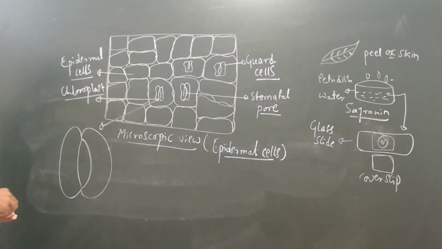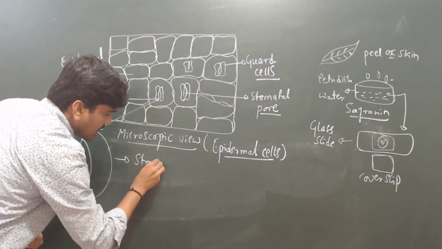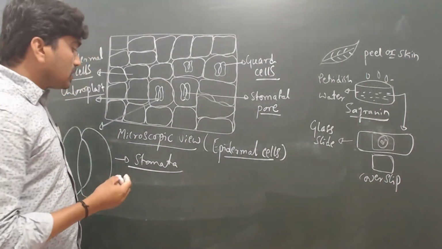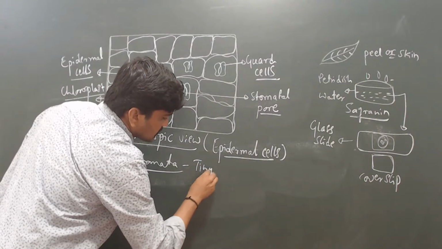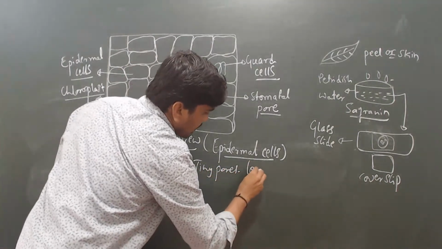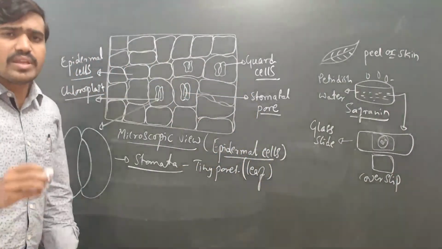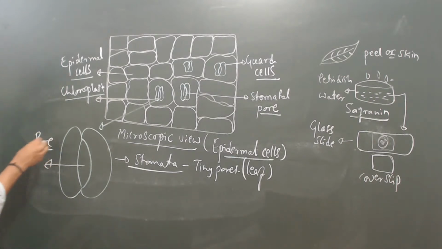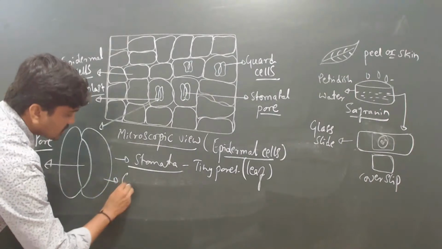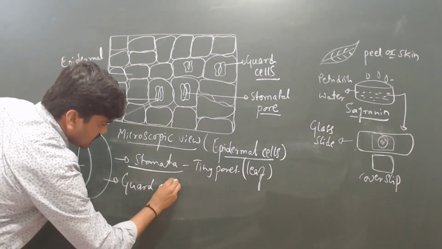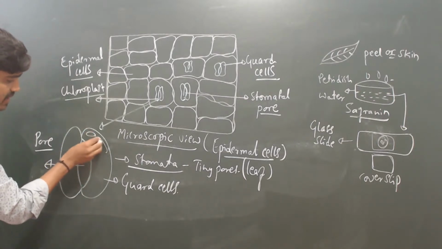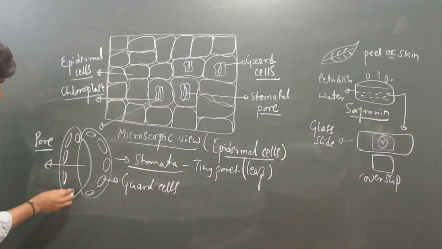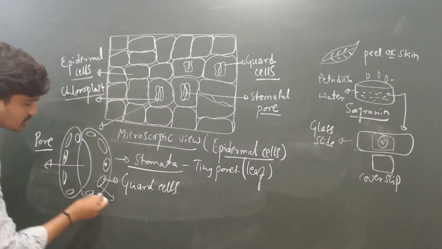This we call what? Stomata. Already I discussed this. Stomata are present in the epidermis of a leaf. Stomata are very small, tiny pores present in a leaf. In the stomata, this middle part is known as the pore, the stomatal pore. These two parts are known as guard cells, and here they contain a nucleus as well as chloroplast.